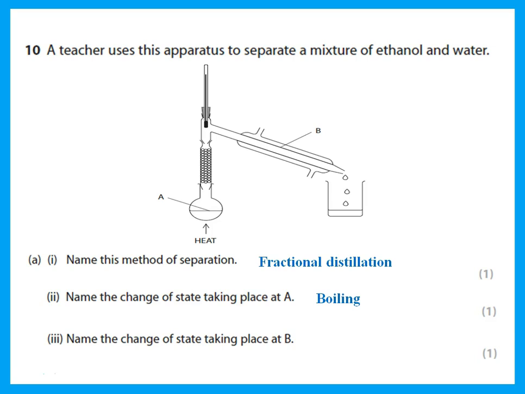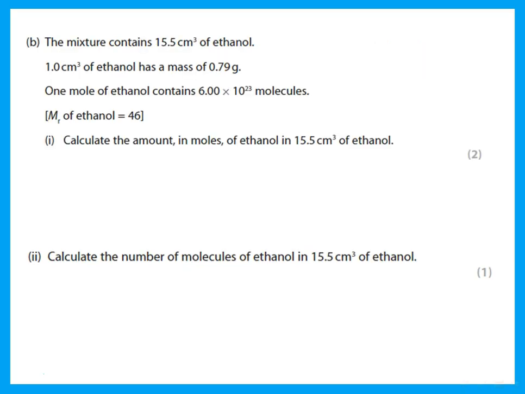Then he says, name the change of state taking place at B. Remember that B is a condenser, and what is happening is condensation. We're cooling the vapor until it changes from gas to liquid. So that is condensation. The mixture contains 15.5 centimeter cubed of ethanol, and he's saying 1 centimeter cubed of ethanol has a mass of 0.79 grams.